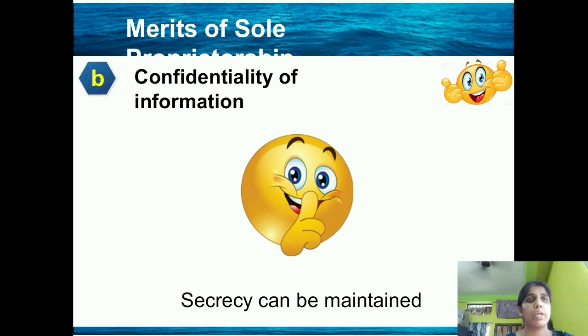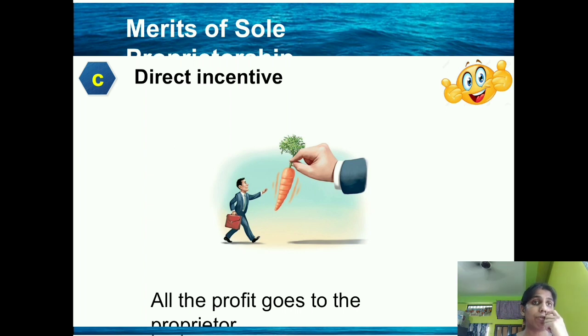Moving to the third one, we have direct incentive. It means you are the person who is directly having the fruit. All the profit goes to you. You are the proprietor, so all the profit is in your hand. You get the direct benefit. You have sown the seed. Now when you reap it, you are the person who will directly eat it. No other person is having a share in this. So this is the third merit of having a sole proprietorship.